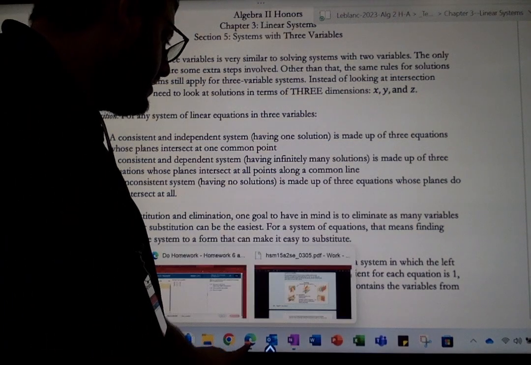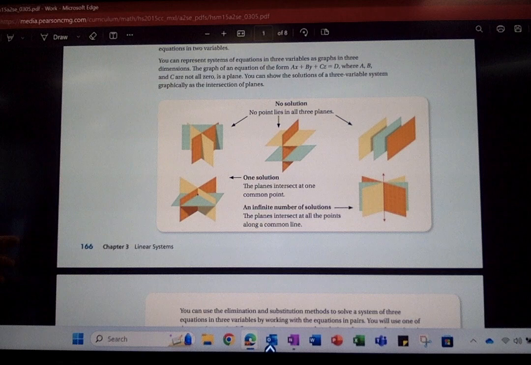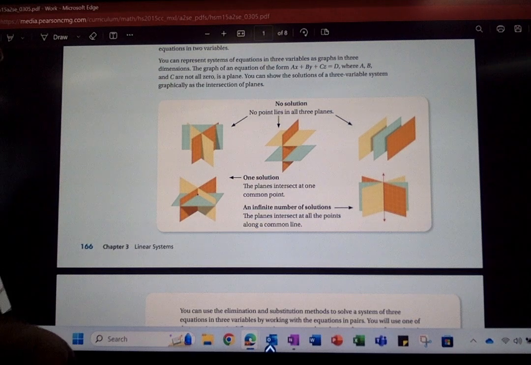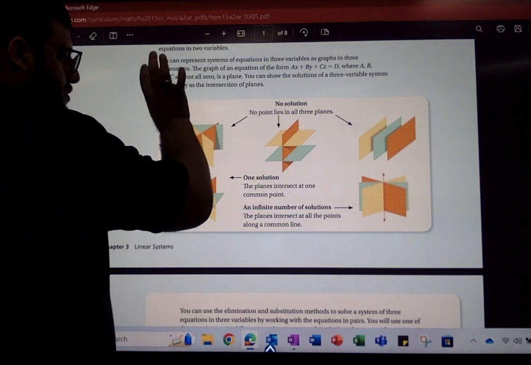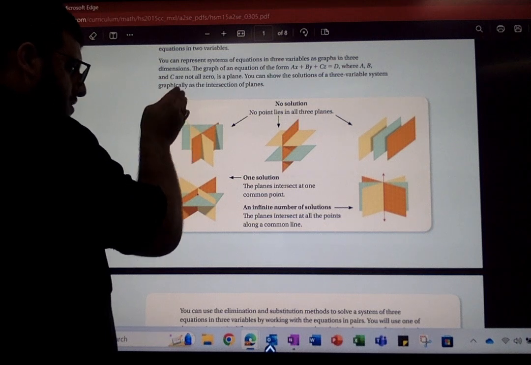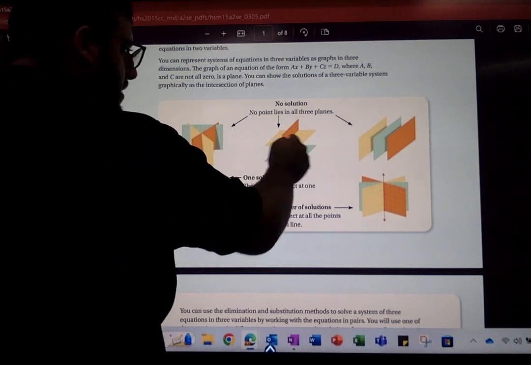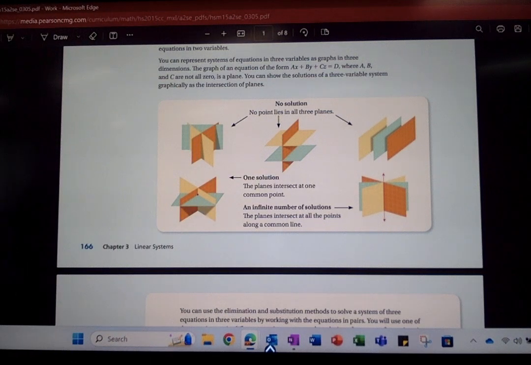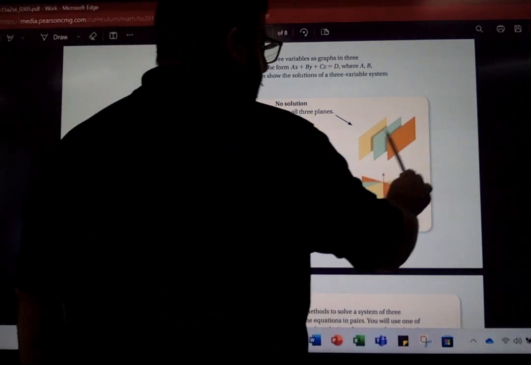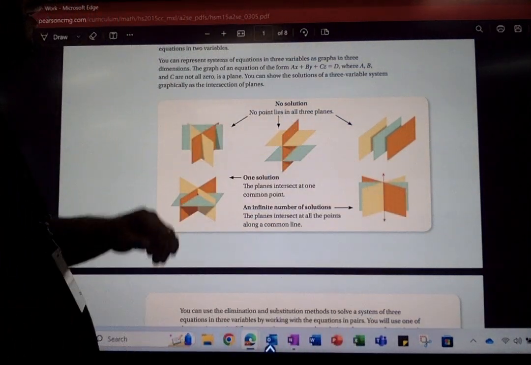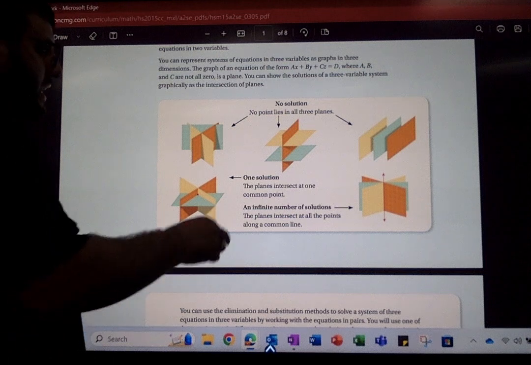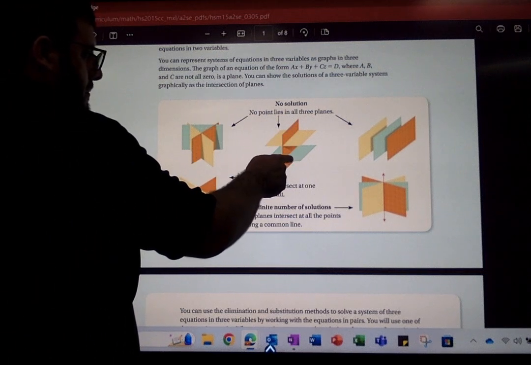Let me show you an illustration here. So here's an illustration where you have no solution, right? There's no one spot where all three of these planes intersect at the same time. You could have three parallel planes, but you could also have only two planes that intersect, but not three.